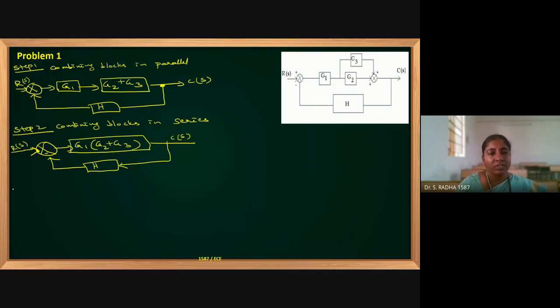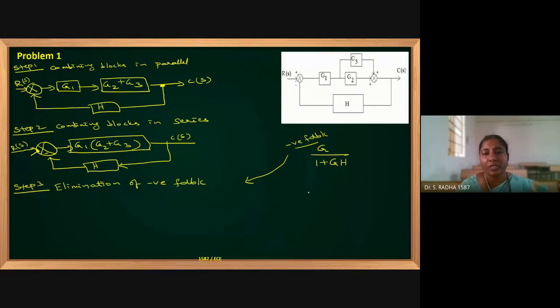So step 3, what I can do? Elimination of feedback. Okay. So total forward path, if I assume G, okay, negative feedback is there. So 1 plus GH should come. G by 1 plus GH. It is negative feedback present. So what I will do, elimination of negative feedback.